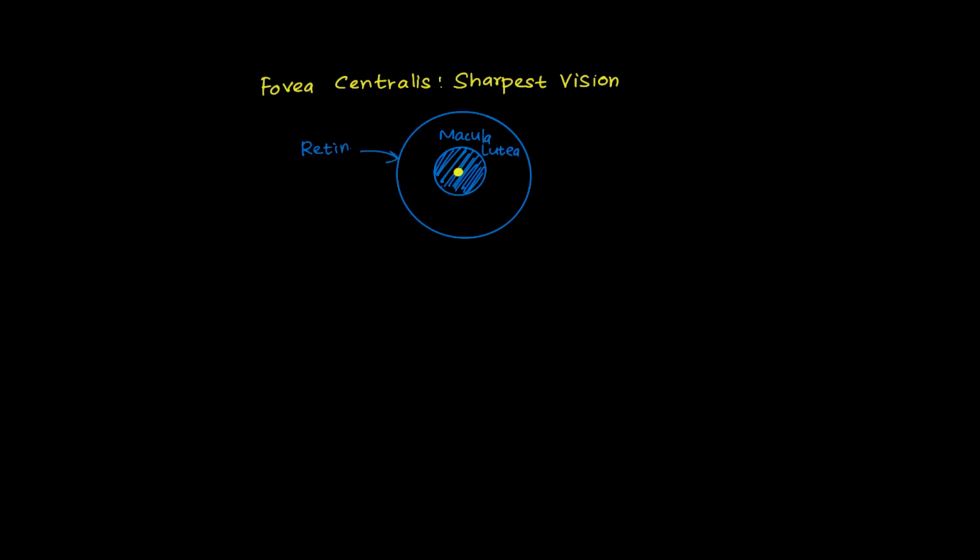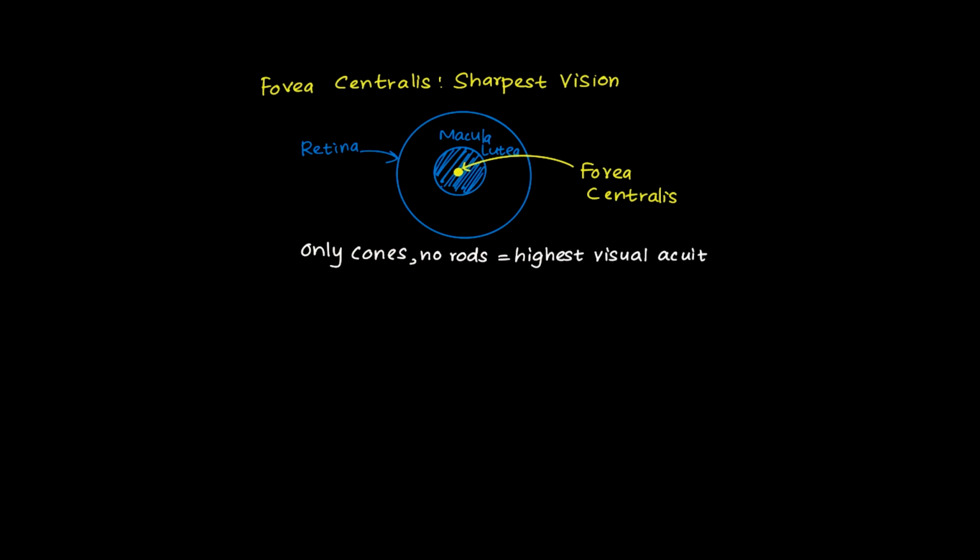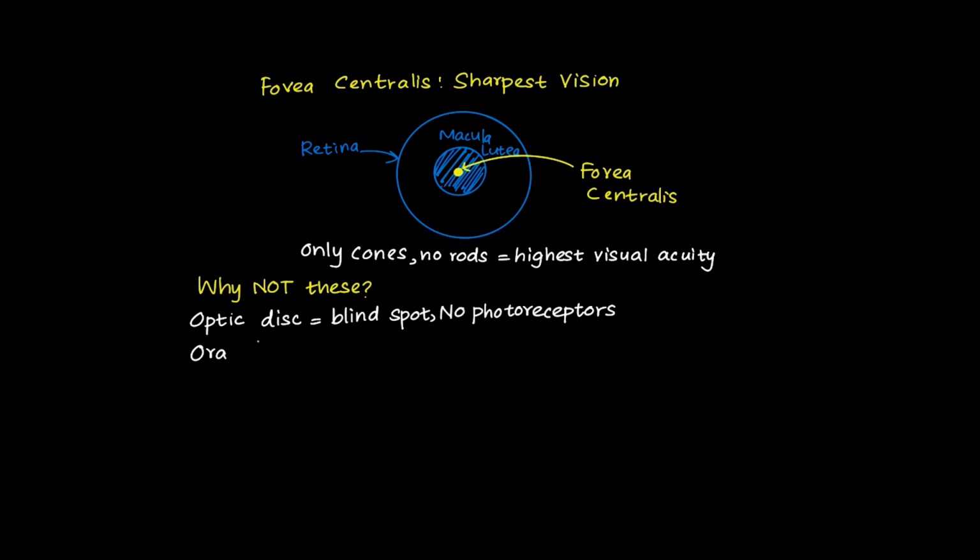It's a tiny pit where cone photoreceptors are packed the tightest, giving you maximum visual acuity. When you focus on reading these words, the image lands on your fovea. The optic disc is the blind spot, where ganglion cell axons bundle together and exit the eye as the optic nerve. It has 0 photoreceptors. The ora serrata is the jagged border where the retina ends anteriorly. It's a transition zone, not a vision centre.